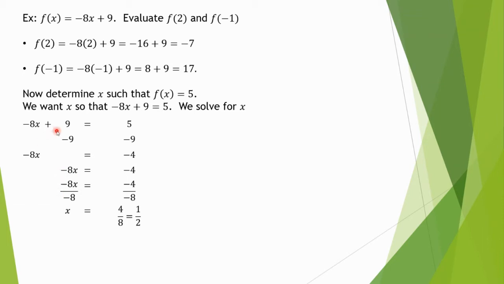Right, so again, let me say it again. We have -8x plus 9 is 5. So we want to get x all alone. So we have plus 9 here. What do we do? Let's subtract 9 from each side. That gets rid of the 9. We have -8x is -4.